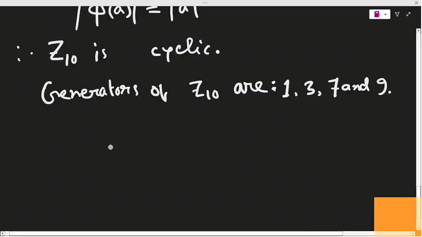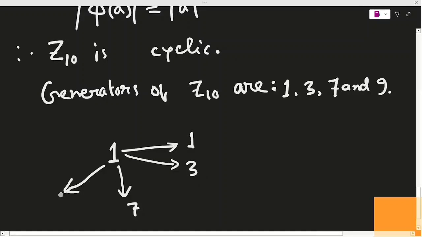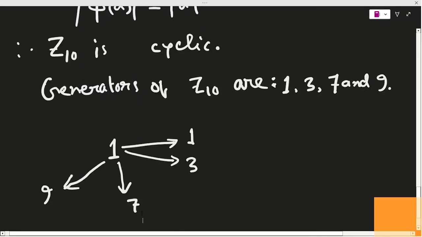Let's say 1 is an element which has order 10. So 1 can be mapped to 1 itself, because its order has to be the same. Next, 1 can be mapped to 3. 1 can be mapped to 7, because the order of 1 and the order of 7 are the same, 10 and 10. And 1 can be mapped to 9. Right? These are the possibilities.